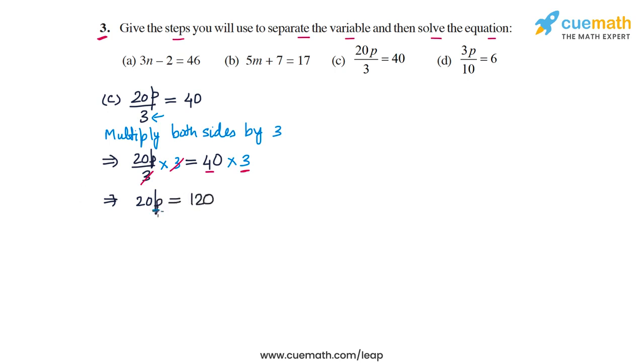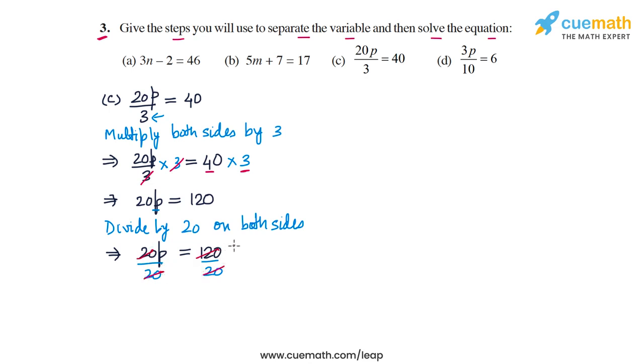Now to separate out p from 20p, we will need to divide by 20 on both sides. This is our second step. So let's carry out this step now. So we get 20p equal to 120 and we are dividing both sides by 20. So the 20's here cancel out on the LHS. On the RHS we have 120 by 20 equal to 6. So we get p is equal to 6. So this is the solution for the equation in part C.